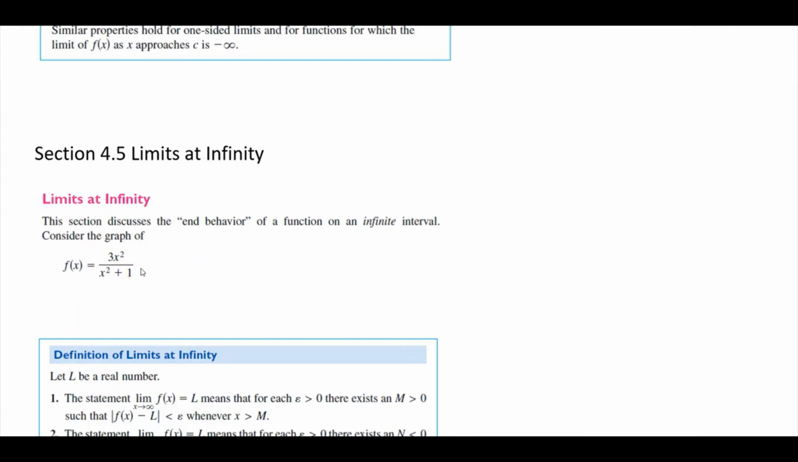So thinking about this, what is happening here in this function? We have 3 times x squared, which is like a parabola. It's maybe like a faster going parabola, but that's our numerator. And then our denominator function is a parabola as well. It's maybe a slightly wider parabola, but that's going to be our x squared plus 1. It's shifted up a little bit, but that is totally fine. What happens as we take the ratio of these two?